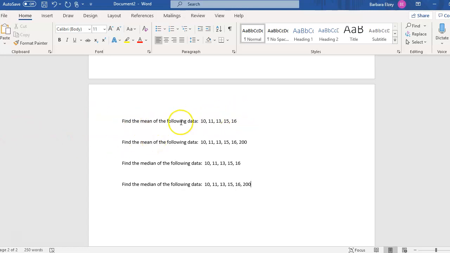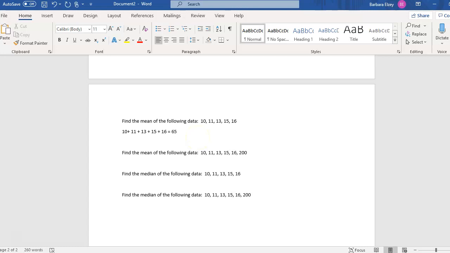We want to find the mean of this data. And notice this data is fairly close together. So let's go ahead and find that mean. Recall that to find the mean, we're going to add all of these up, and then we're going to divide by the number of data that we have. So this adds up to 65. And then since we have 5 pieces of data, we want to take our 65 and divide it by 5. And that gives us a mean of 13.